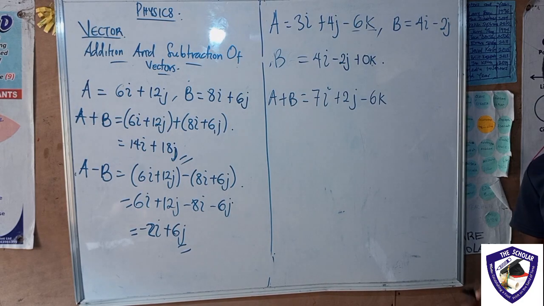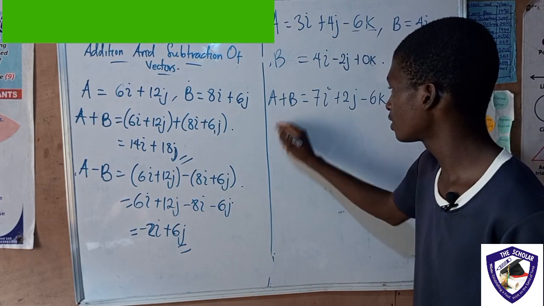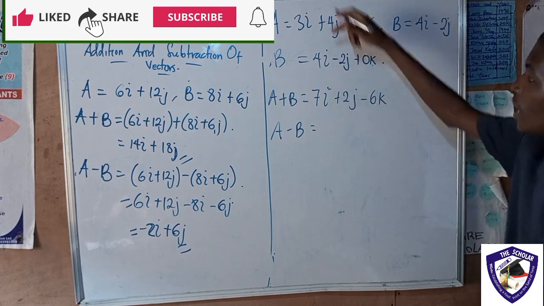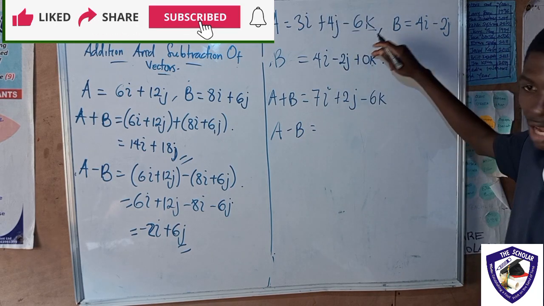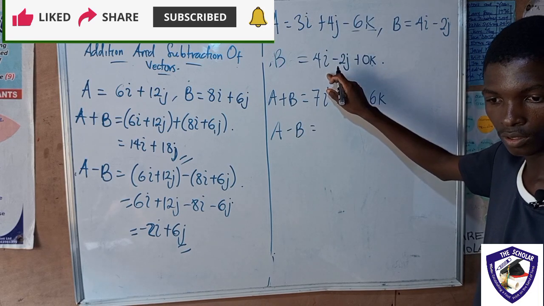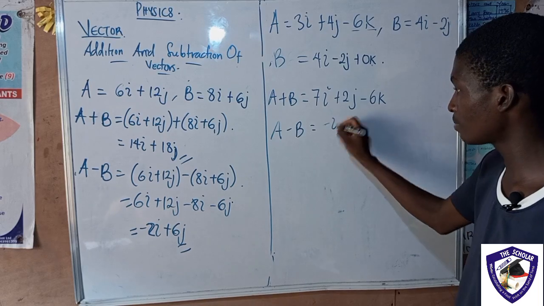Are we getting this at all? Now, what if they ask us to subtract? That means A minus B. A minus B. Now we have what? A, which is this, and we likewise have B. Now let us subtract. 3i minus 4i, that is what? Minus 1i. Minus 1i, that is minus i.